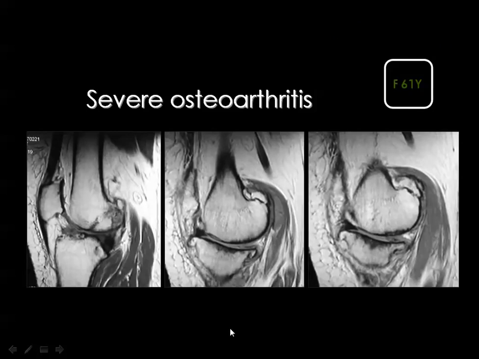This is also a case of advanced osteoarthritis of the knee, with a severe loss of the articular cartilage, narrowing of the joint space, subarticular bone sclerosis, and some subcortical pseudocystic changes, together with osteophytes and meniscal degeneration, as you can see.